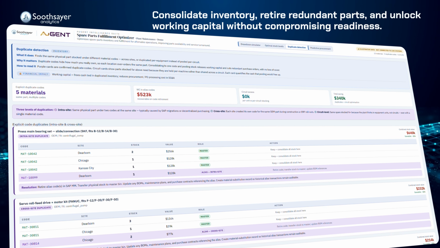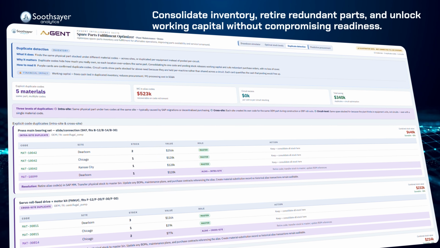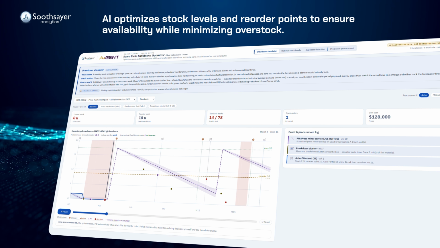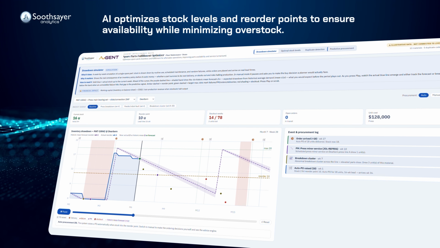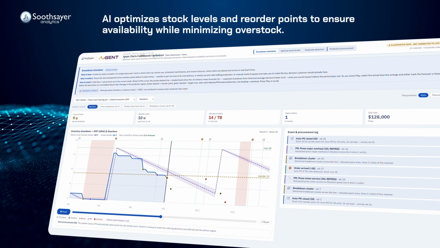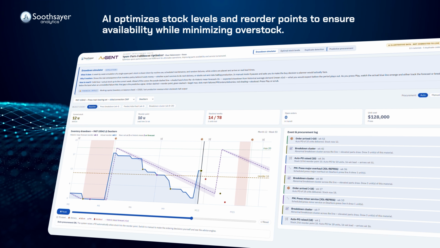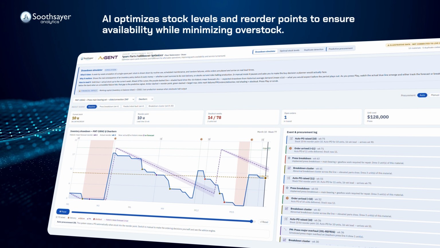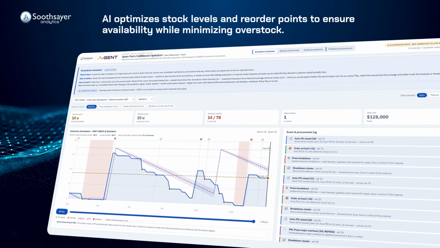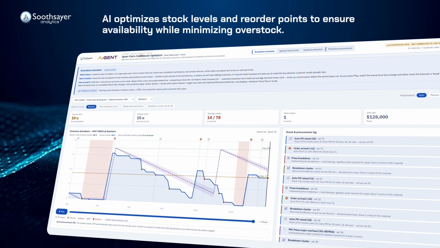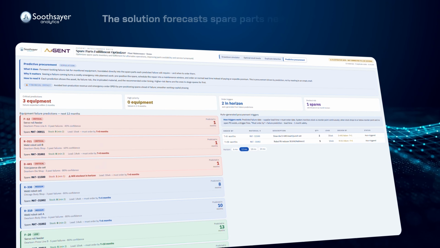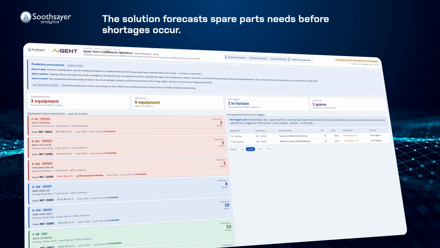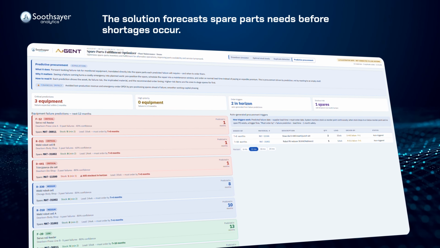But inventory optimization is only part of the solution. For every critical spare part used across production assets, such as stamping presses, conveyors, robotics, motors, and other manufacturing equipment, AI continuously calculates the optimal minimum stock, maximum stock, and reorder point based on historical demand, maintenance frequency, and supplier lead times. The solution includes predictive procurement capabilities that forecast future spare parts requirements before shortages occur.